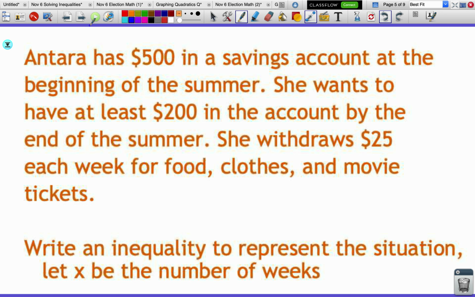All right. So let's copy down the important problem values from this word problem here. Antara has $500 in a savings account at the beginning of the summer. She wants to have at least $200 in the account by the end of the summer. She withdraws $25 each week for food, clothes, and movie tickets. Write an inequality to represent the situation. Let X be the number of weeks. We want to figure out basically how many weeks Antara can keep this up, withdrawing $25 each week without dipping below her threshold of 200.